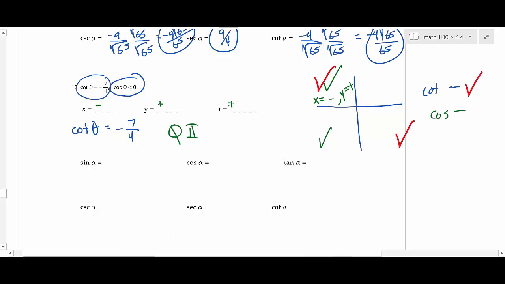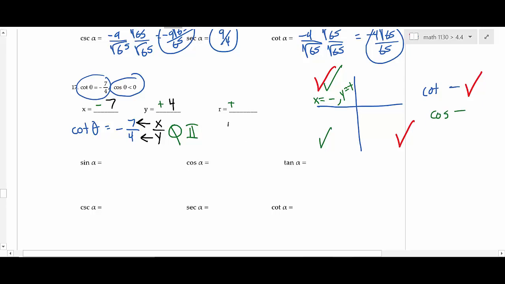Is everybody okay there? If you're not, it might be because you're not clear enough on the definitions of the trig functions to process that. Right? Now, the next thing we want to do is the cotangent is x over y. You got to know that definition. So therefore, x is going to be negative 7, and y is going to be positive 4. So you have to know the definition to figure out x and y.